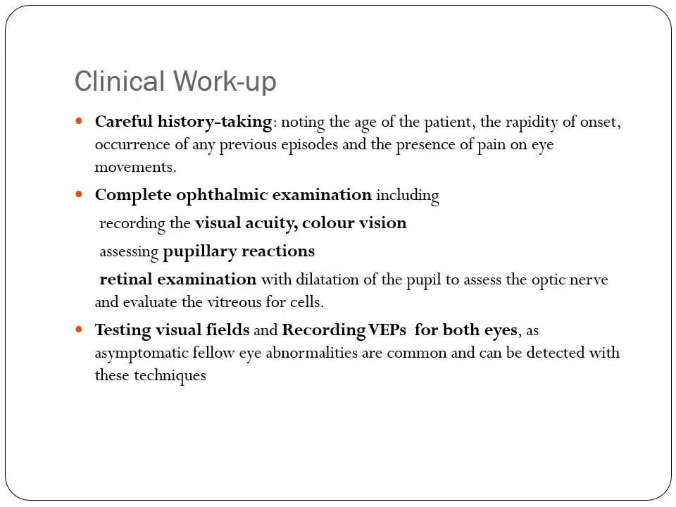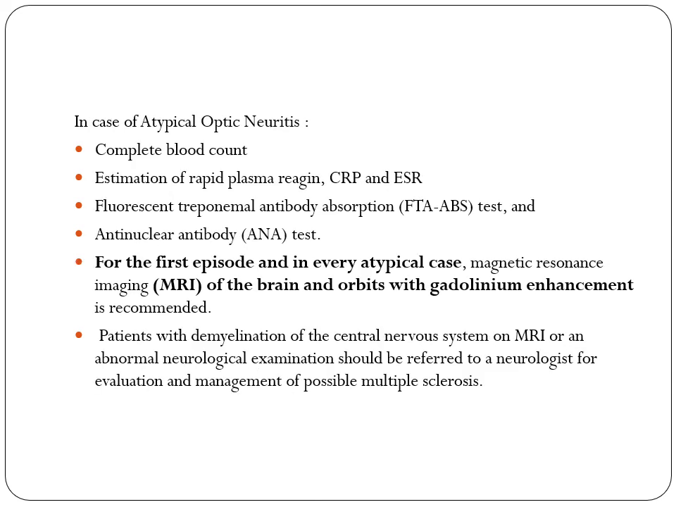Now, in a case of optic neuritis, what clinical workup will you do? History taking: age of the patient, rapidity of the onset, occurrence of previous episode, presence of pain. Complete ophthalmoscopic examination: visual acuity, color, pupillary reaction, retinal exam. Visual field recording, and recording of VEP for both eyes to confirm the diagnosis of optic neuritis.